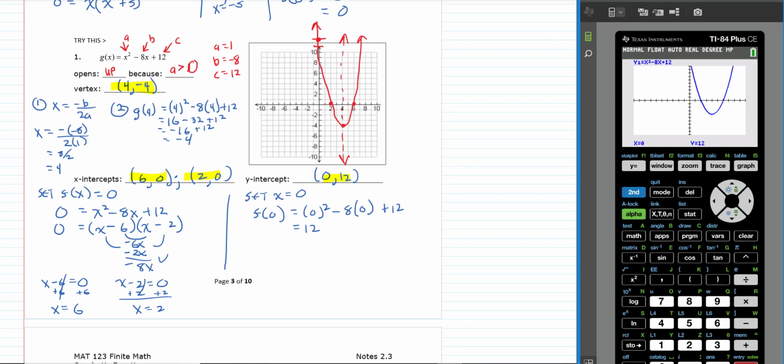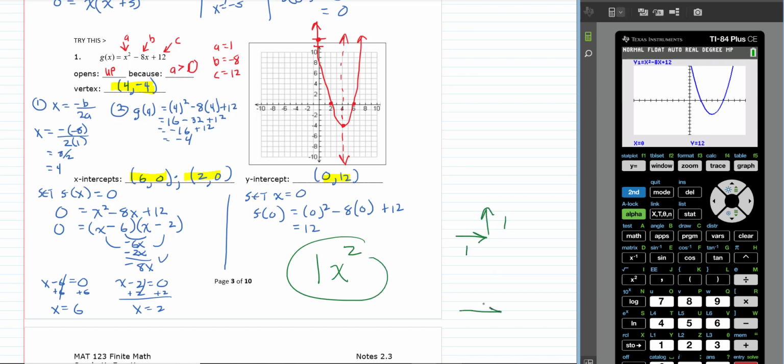So that's it. The other thing you could have done, you don't have to do this necessarily, but if you have a 1x squared, and this is only if you have a 1x squared, then you can go over 1 up 1, over 2 up 4, over 3 up 9, if you need to, over 4 up 16. You're going up the squares, so you could go over 1 up 1 to get that point, left 1 up 1 to get that point, just for greater accuracy if you want to.